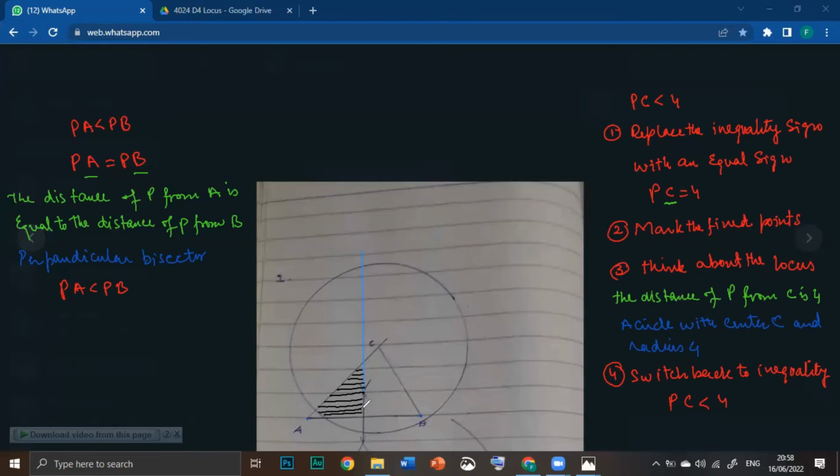Is there any confusion? No, sir. Okay. These are the 4 steps. We should follow these steps strictly. If we follow these steps strictly, then there will be no problem in the other questions. Now should we move on to the next question? Yes, sir. Okay.